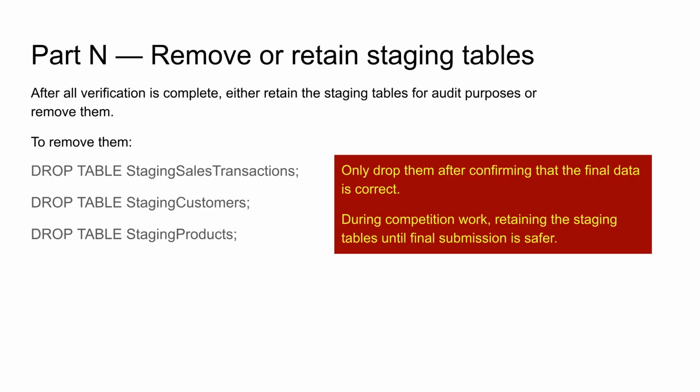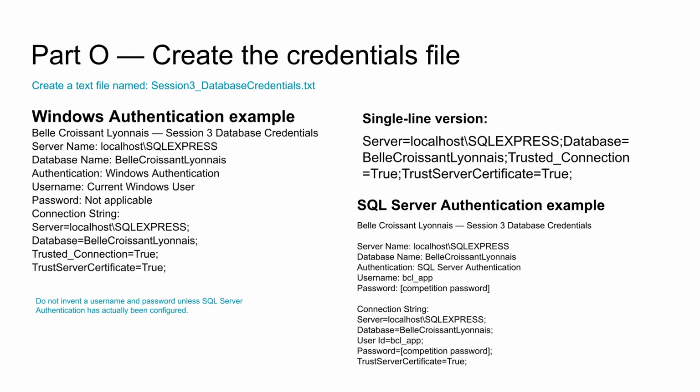Part N addresses staging tables. Once you have verified your data is correct, you can choose to remove these temporary tables to clean up your environment. For Part O, we create a credentials file. Save this as session3_databasecredentials.txt, and be sure to use the correct authentication method for your specific database configuration.